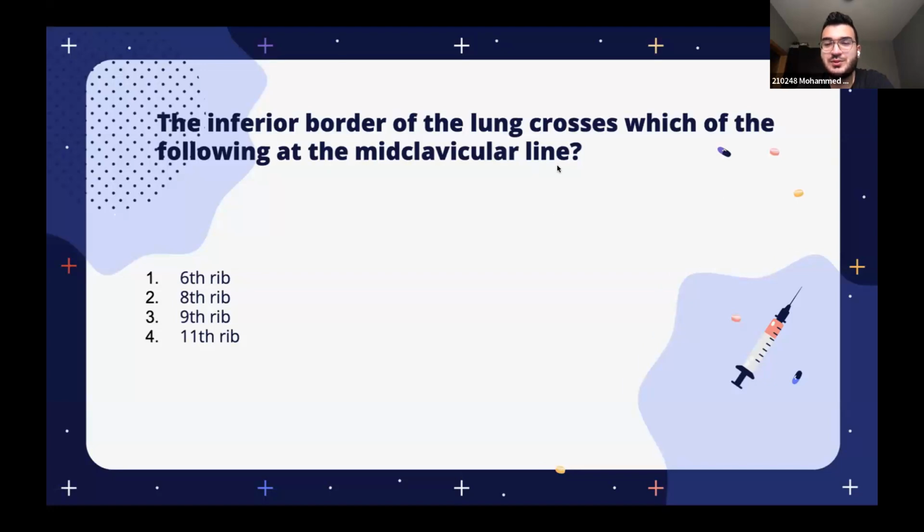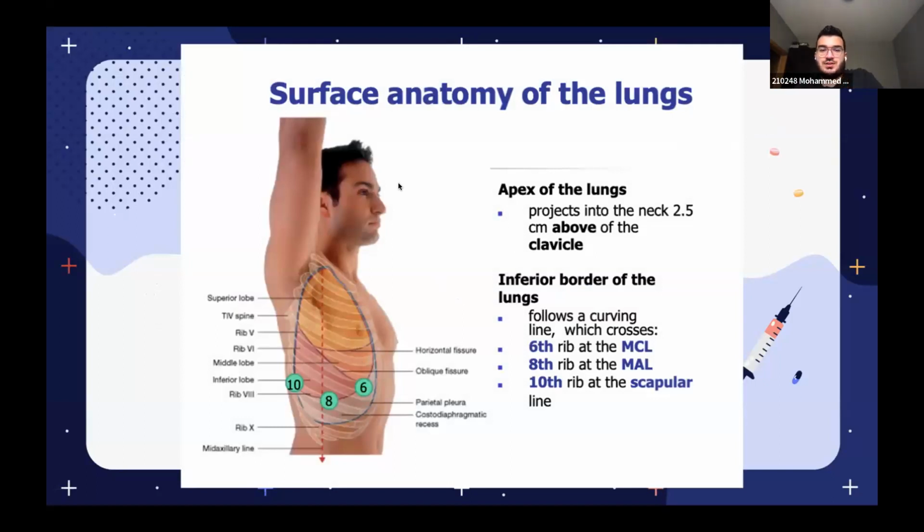Okay, so the inferior border of the lung crosses which of the following at the midclavicular line? The midclavicular line is in the front. Everyone's saying 1. Okay, perfect. Yes. So you can see here the lungs are crossed at 3 points: the midclavicular line, the mid-axillary line, and the scapular line. At the midclavicular line, it crosses at the sixth intercostal space.